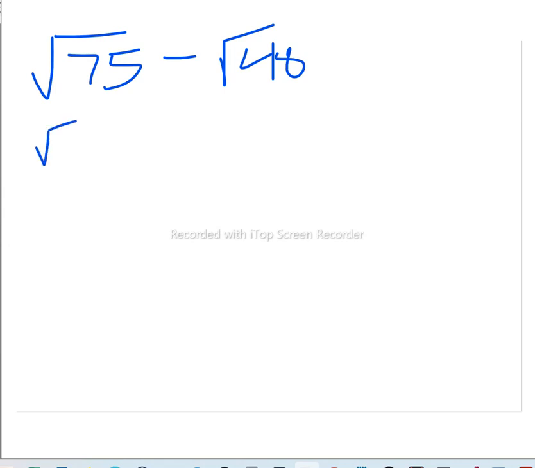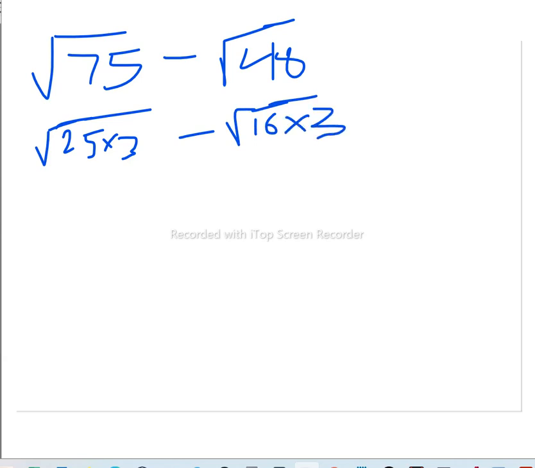So square root of 75 means 25 times 3. We can write 75 like this to simplify more. So 25 times 3 minus, and again we have 48. 48 means the same as 16 times 3. So 16 times 3 is 48. 25 is a perfect square, so we can take out 5, since 5 times 5 will be 25. Then here we have 3 only. And again 16 will come out of the root as 4, because 4 times 4 is 16. So here we have 3.